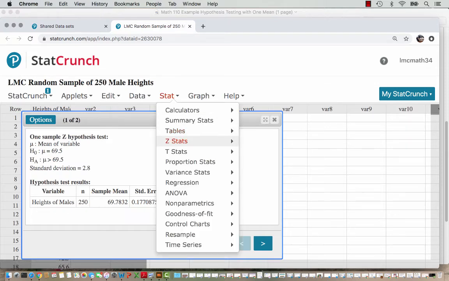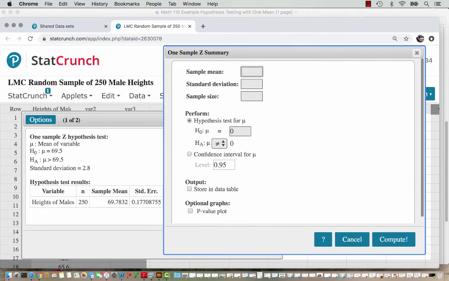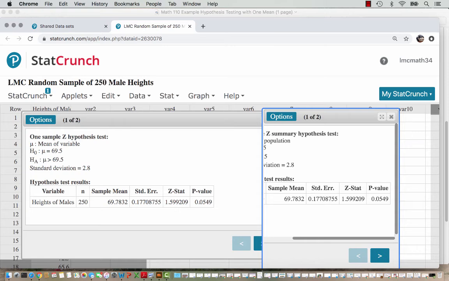So you go to Stat, Z-Stats, one sample, now with summary. So here we have to enter the sample mean, the standard deviation, and the sample size. So the sample mean was 69.7832. The standard deviation we're using is a 2.8, and then the sample size is 250 male students. Our hypothesis is comparing the mean to 69.5, and we want to know if the mean of these LMC students is greater. And if we want to see a p-value plot, we can check the box here. And then compute, and you can see our results are the exact same.